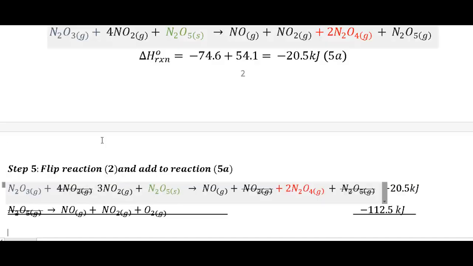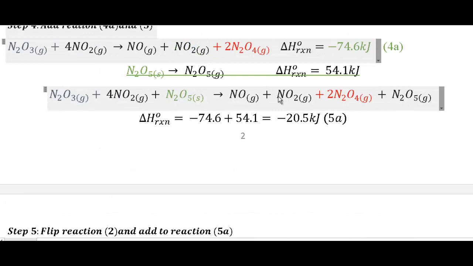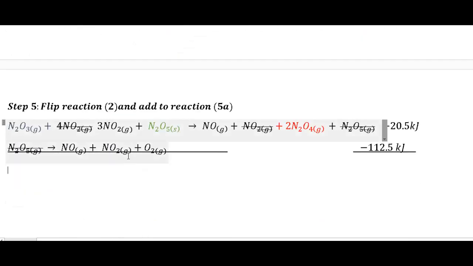To be honest, I could have done it up here. I could have canceled one of the NO2s here with the 4 NO2s in the reactant side, leaving us with 3 NO2s, but I went ahead and did it here. So it just caught my attention. So we have 3 NO2s here. This is on the reactant side. This NO2 is on the product side.